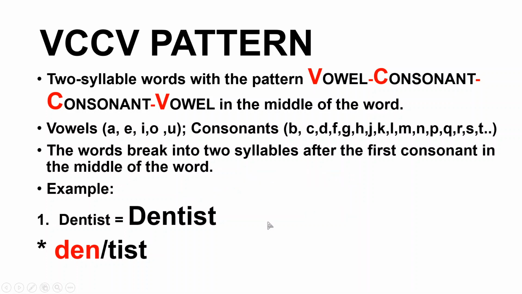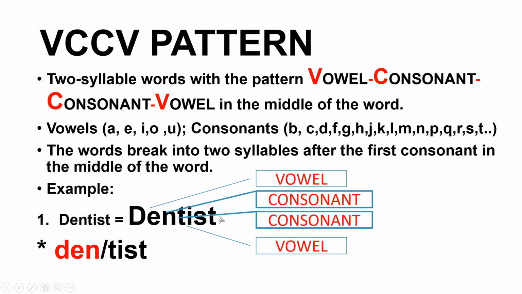Next, the letter N is a consonant, and letter T is automatically a consonant, and letter I is a vowel. So as you can see here, E is a vowel, N is a consonant, T is a consonant, and I is a vowel. So we are following the VCCV pattern. So we can see here that in the middle of this word, you can find it only in the middle of the word, not in the start or the end of the word. It's the middle. So E-N-T-I, that's following the VCCV pattern.